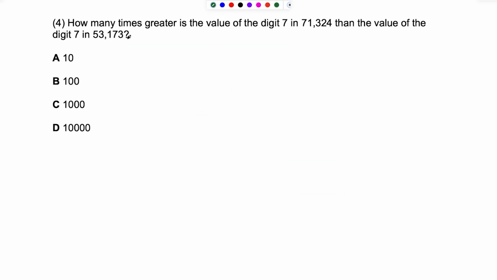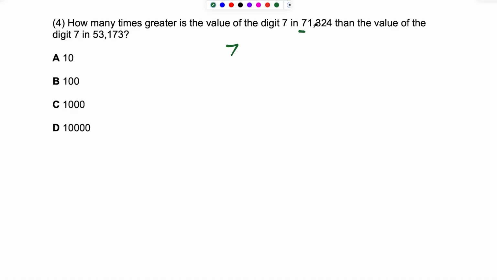Question 4, how many times greater is the value of the digit 7 in 71,324 than the value of the digit 7 in 53,173? So for this one, we have to know place value. The value of 7 in this number is equal to 70,000.